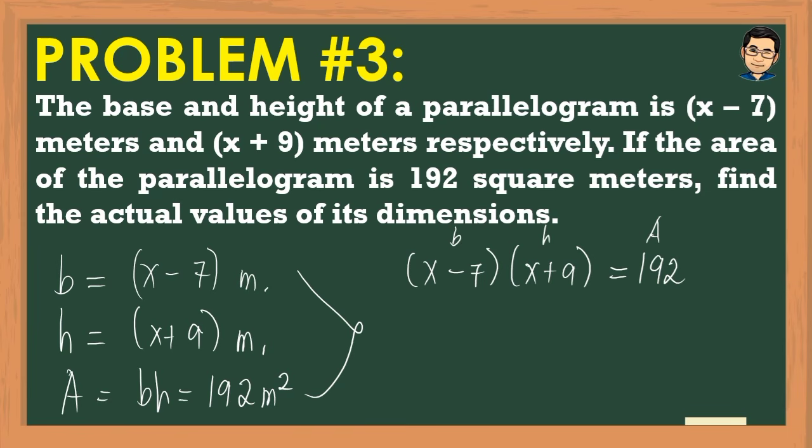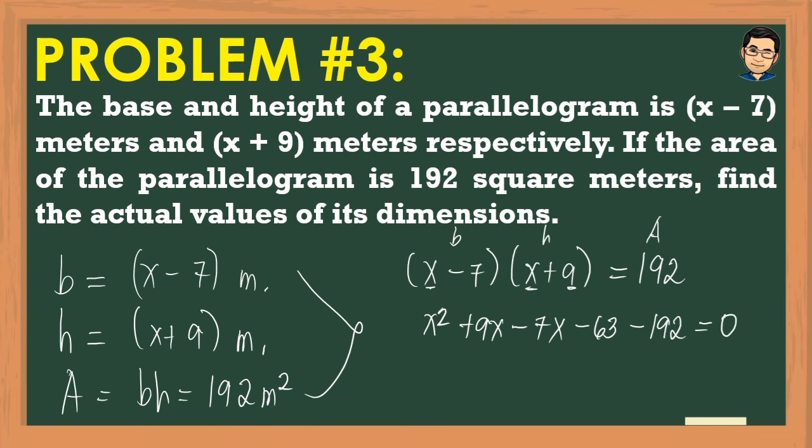So, using FOIL method, imumultiply lang natin yung x minus 7 tsaka x plus 9. So, x times x, that is x squared. And then, x times 9, that is 9x. Negative 7 times x, yung inner terms, negative 7x. And then, negative 7 times 9, that is negative 63. And then, yung 192, ilipat natin sa left side, magiging negative 192 is equal to 0. And then we combine like terms.